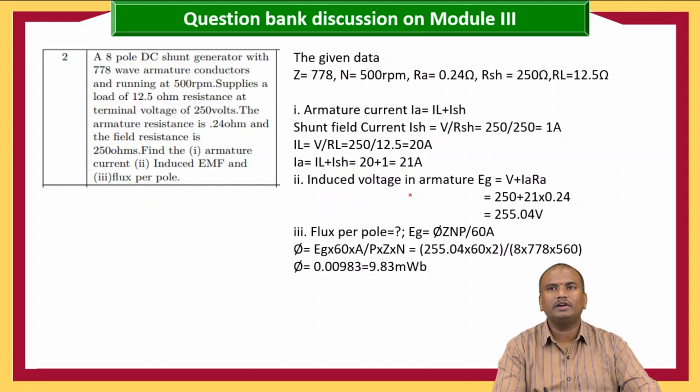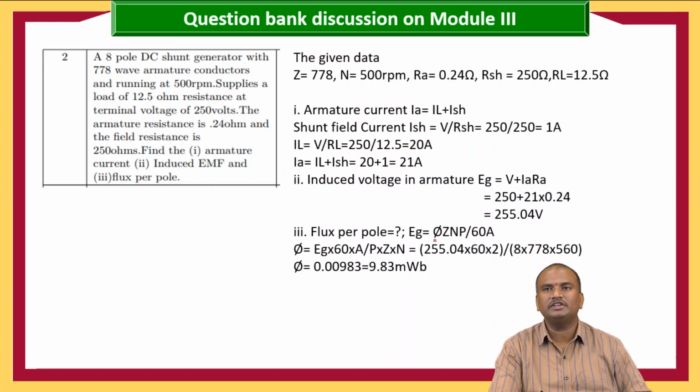Now the induced voltage in armature EG is equals to V plus IA RA. That is 250 plus 21 into 0.24, which is equals to 255.04. Now the flux per pole. In order to get the flux per pole, we have to use the EMF equation of the DC generator. That is EG is equals to phi ZNP by 60A.